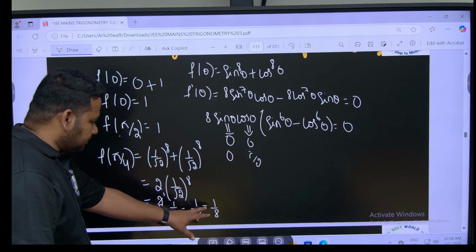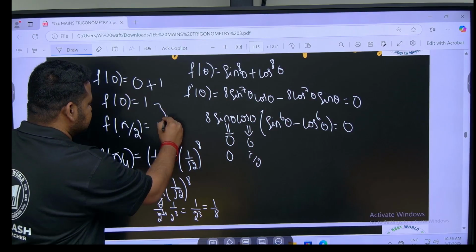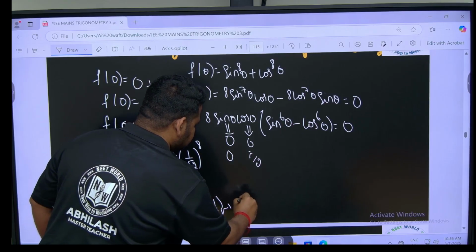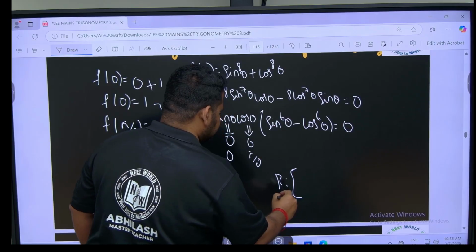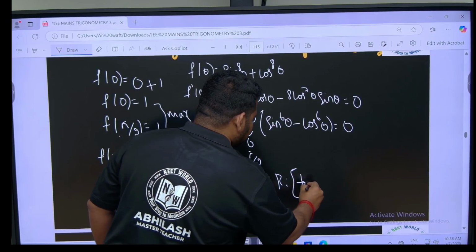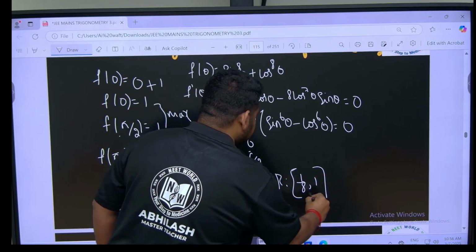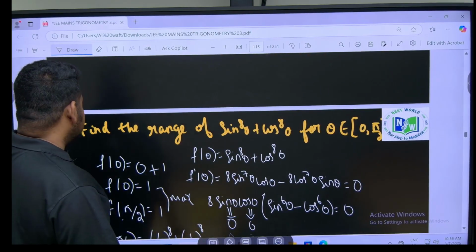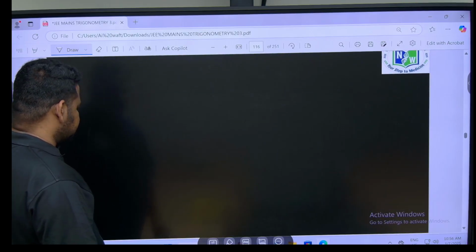So this 1 by 8 is the minimum value and this 1 is the maximum value. So what is the range, friends? The range will be equal to 1 by 8 comma 1. So to find the range of this, for this question, the range will be 1 by 8 comma 1. Okay. Next, let us see the next one.